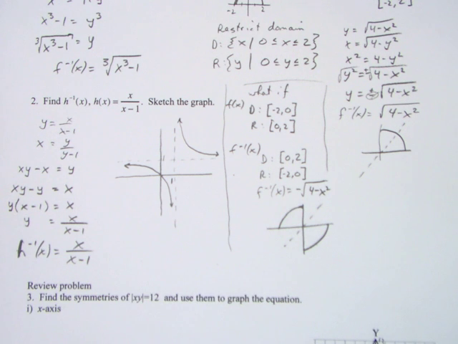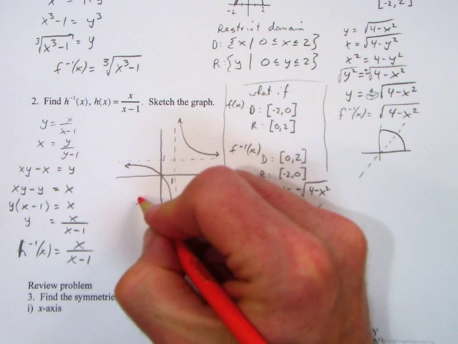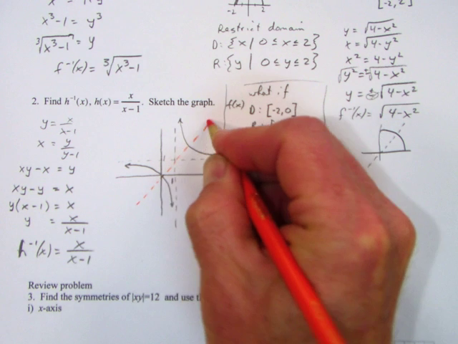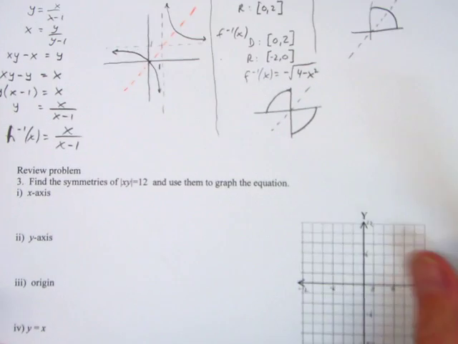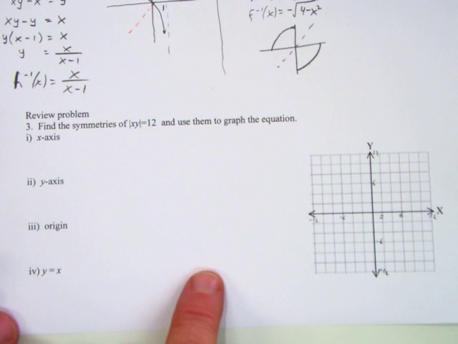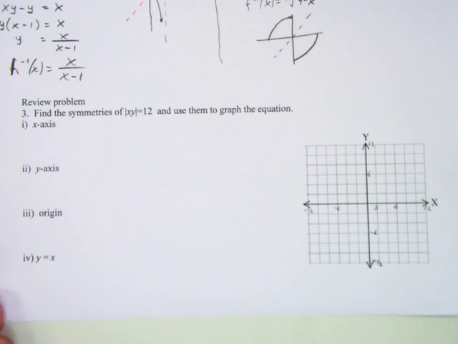So now if I put in that y equals x graph, you can see that it is again a reflection about itself. I wanted to do a review problem in terms of finding symmetries.